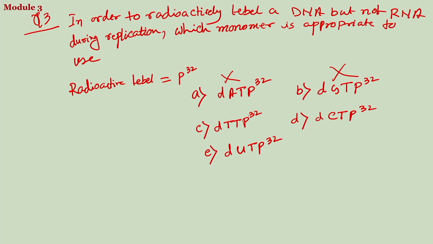Thymine, TTP. Thymine is present in DNA, but not present in RNA. So, if you use this, it will be picked up only during DNA replication. For RNA replication this will not be chosen because it is not the monomer for RNA. So, therefore, this should be the correct solution. TTP with a labeled phosphate you should use if you want to selectively label the DNA.